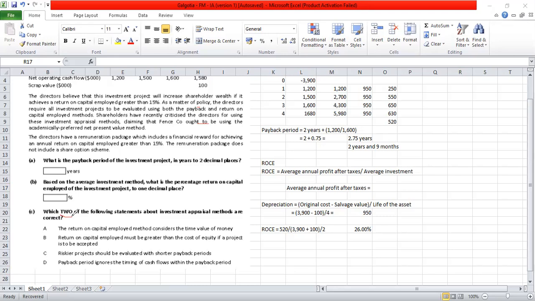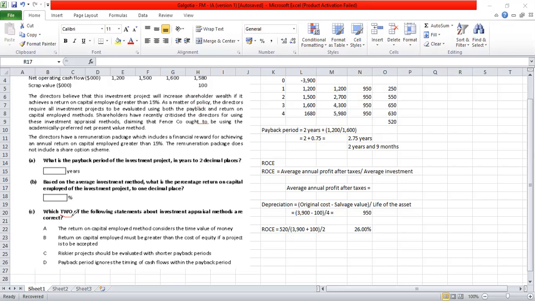Talking about A, it is incorrect. A is not correct because these two methods, ARR and payback period, do not consider the discounting value of money. So it is just whatever is the anticipated value; take these anticipated values and then proceed further with the formula.